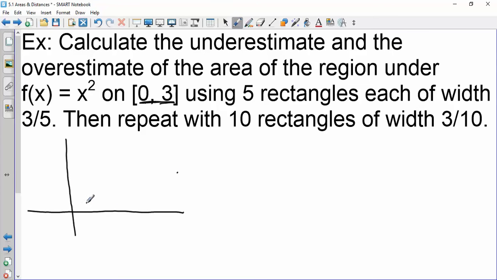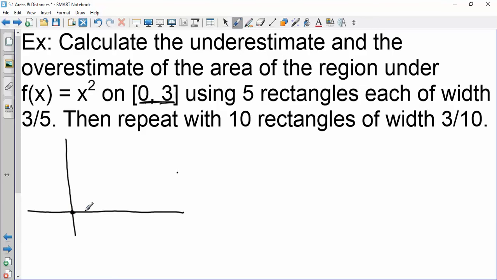Obviously, we know on our test we're not going to have a calculator, so on a test I'm going to have you set this up, but I'm not going to make you evaluate it and give me the final answer, because the numbers are just going to be too ugly for you to plug them in and work them out in your head. But for the overestimate and underestimate, a picture might help you determine that.